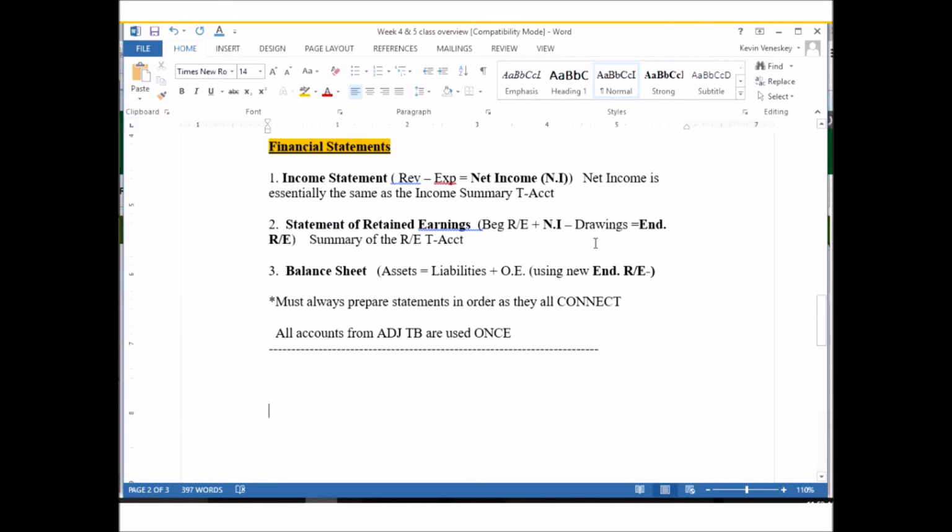Do the same with drawings and your retained earnings balance, your beginning retained earnings. That is only used one time. And then all the rest go to our balance sheet. Our balance sheet contains all the remaining what are called permanent accounts. They're permanent because remember these guys up here are the temporary ones that we did in our closing entries.